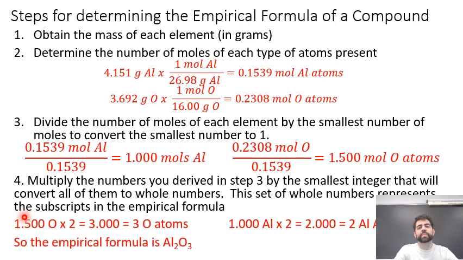Since I don't really like a number that's not a whole number, I can just help myself out by multiplying 1.5 by 2 to give me 3. Now, if I do that, I'm going to have to do the same thing for aluminum and multiply 1 by 2. So now I know my simplest formula, empirical formula, is Al2O3. So based off of the mass I was given, I could turn that into moles, look at the ratio by dividing by the smallest number, and then give myself an empirical formula.